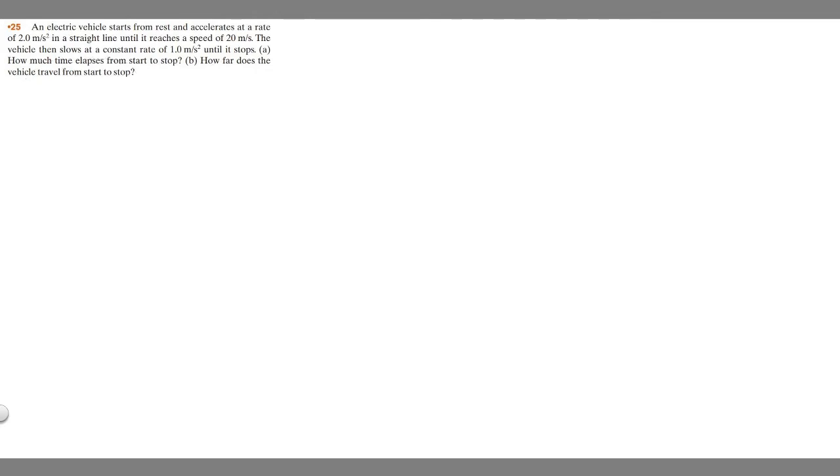So first, what I want to do is draw a diagram of what's going on. So we have this car here, and we know it's going to start from rest. If something's at rest, it means it's traveling 0 meters per second. So it's going to start from rest, and then it's going to travel a little bit, accelerating at 2 meters per second squared during this time.